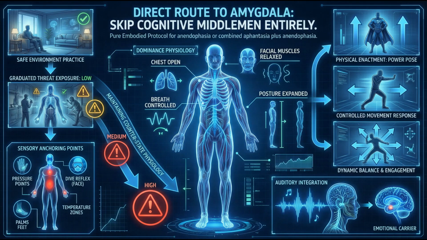Practice this anchor repeatedly in safe contexts. Then deploy it while in proximity to the feared stimulus. Repetition consolidates the new pairing. This is pure Pavlovian reconditioning operating beneath language and imagery entirely.